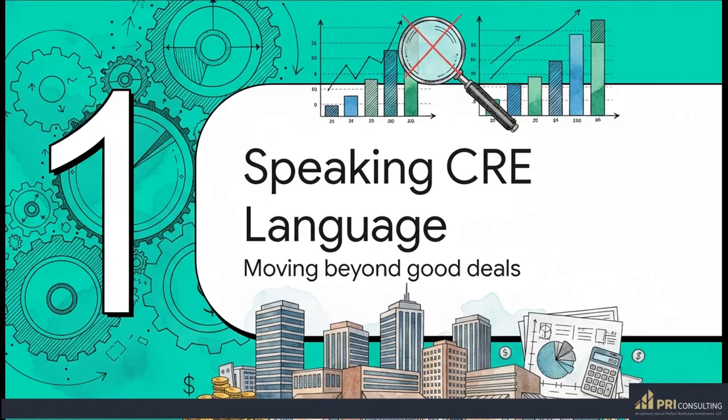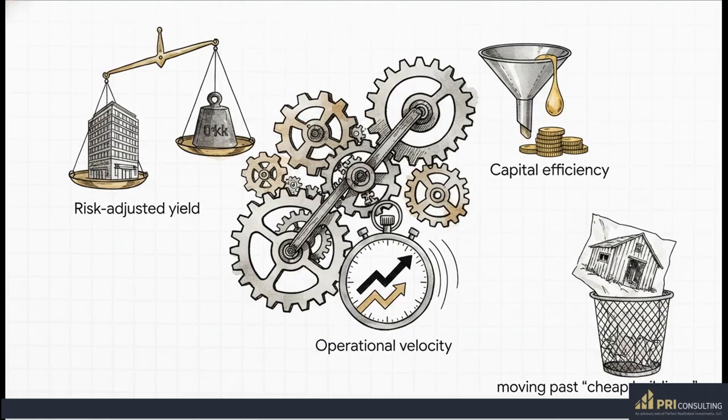Section 1. Speaking the CRE language. Moving beyond good deals to professional analysis. All right, let's dive right into this. It is time to move way beyond just hunting for quote-unquote good deals and step into actual professional analysis. The truth is, institutional operators and lenders never use phrases like cheap buildings. They just don't. Instead, they are laser-focused on three things: risk-adjusted yield, capital efficiency, and operational velocity. Mastering these concepts is exactly what separates the amateurs from the true professionals who are making highly calculated, strategic moves out there. So let's start breaking down the actual pillars that build these concepts.